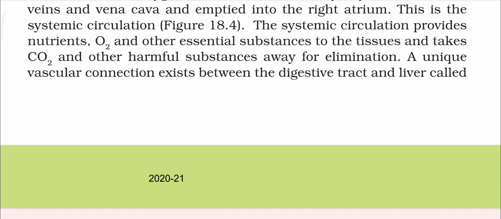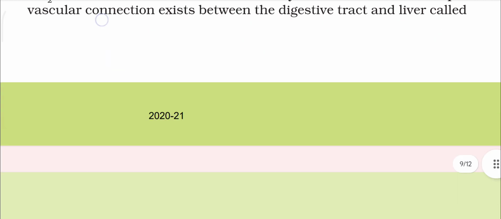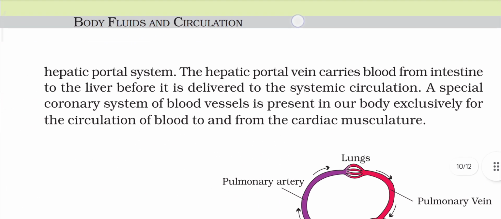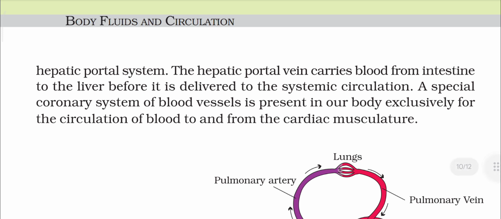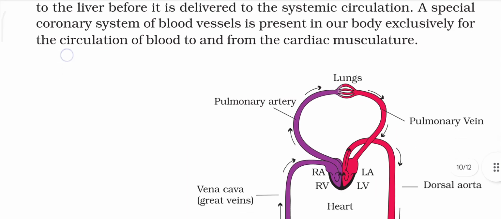A unique vascular connection exists between the digestive tract and liver, called the hepatic portal system. Hepatic portal vein carries blood from the intestine to the liver before it is delivered to the systemic circulation. A special coronary system of blood vessels is present in our body exclusively for the circulation of blood to and from the cardiac musculature.